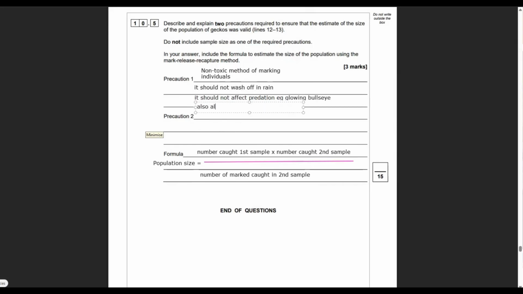And it shouldn't affect their predation. You shouldn't have a glowing bullseye on their back so birds can come and eat them more. That again is going to affect the population size. The other thing is, don't capture the second sample too quickly after you've let them go. You want to let them go and allow them to disperse evenly and spread throughout their natural habitat. If you catch them again too quickly, they might be easier to catch and you might overestimate the population. So allow a time delay between the first and second sample.